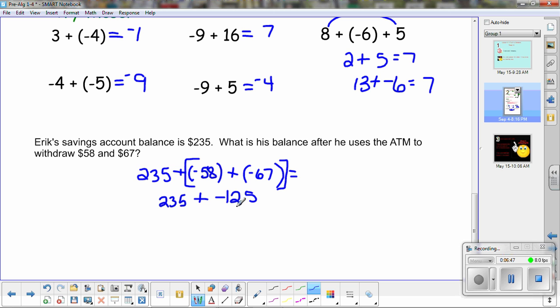Now these two numbers are different signs, so you're going to actually subtract them. 235 minus 125, and you end up with 110. And you're going to keep the sign of the number with the greatest absolute value, which was positive. So he has a positive $110 in his account.